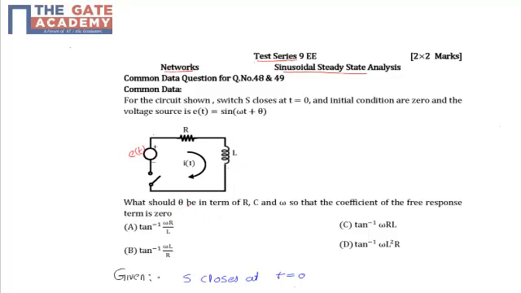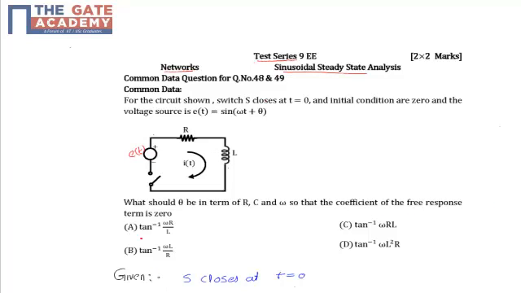What should theta be in terms of R, L and omega, so that the coefficient of the free response term is 0? We have to find the value of theta in terms of R, L and omega, so that the coefficient of the free response term is 0.